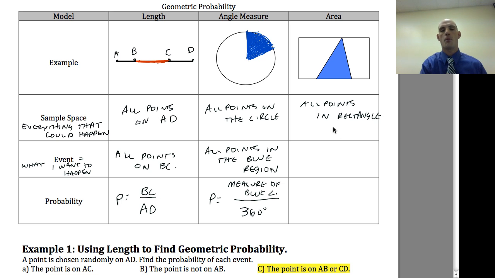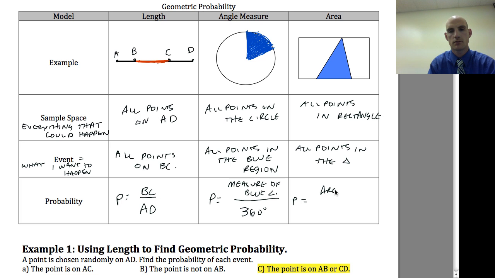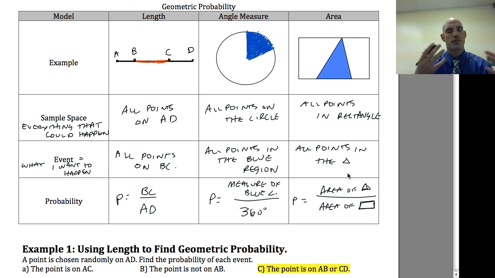Okay? And so if I'm looking at all points in the rectangle, my event is going to be that shaded area. And so if all points in the rectangle are my sample space, my event is all points in the triangle. Okay? So all points in the triangle are what I want to happen. Well, so my probability is equal to the area of the triangle over the area of the rectangle. That's my probability. It's a fraction that is equal to the part that I want over the total.